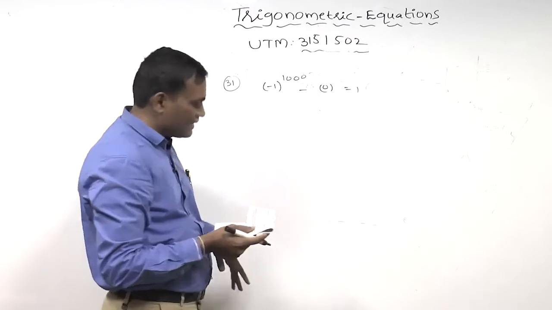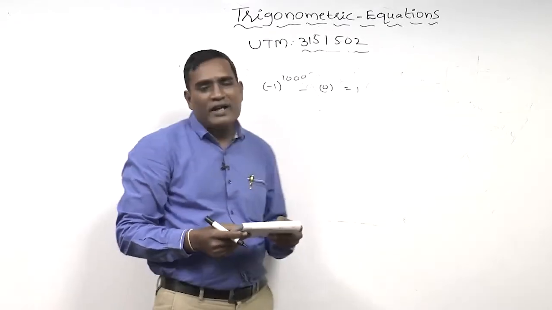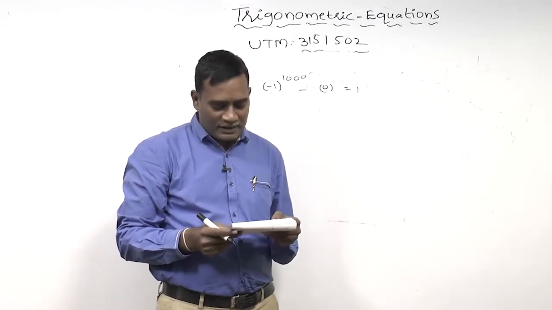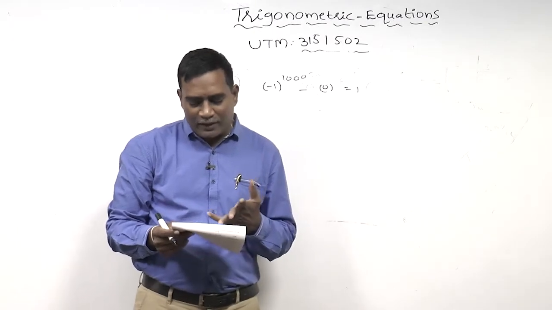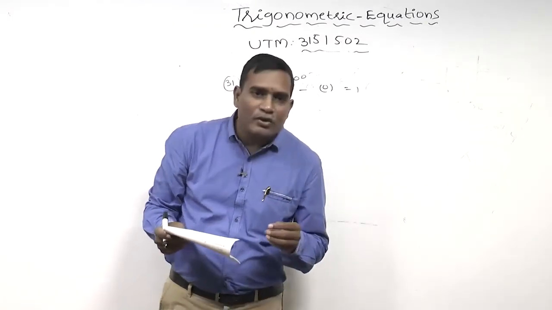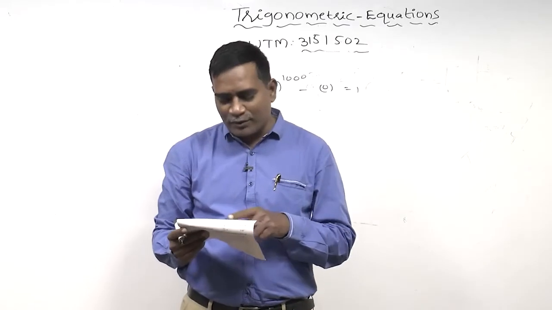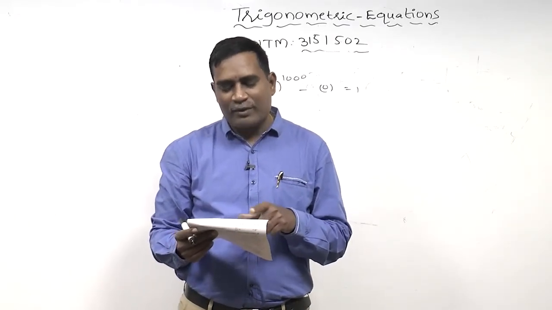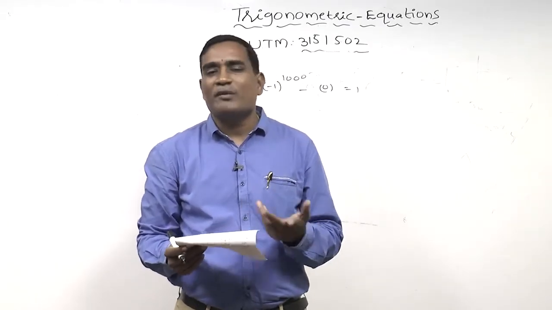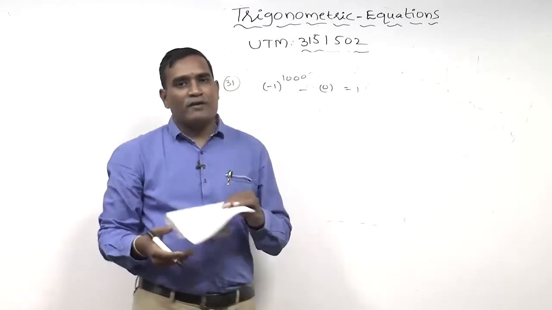That's why, what is the answer? x is equal to n pi is the answer. If you take pi by 2, suppose n is 0, what is the second option? Pi by 2. Substitute pi by 2: cos pi by 2 is 0, sin pi by 2 is 1, so minus 1 is equal to 1. Not possible, no? That's why the first option is the correct answer.